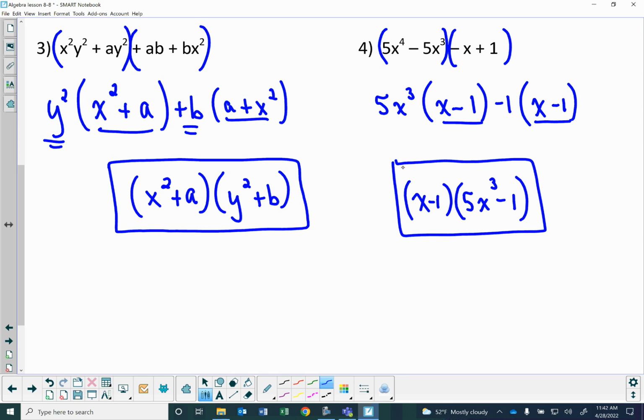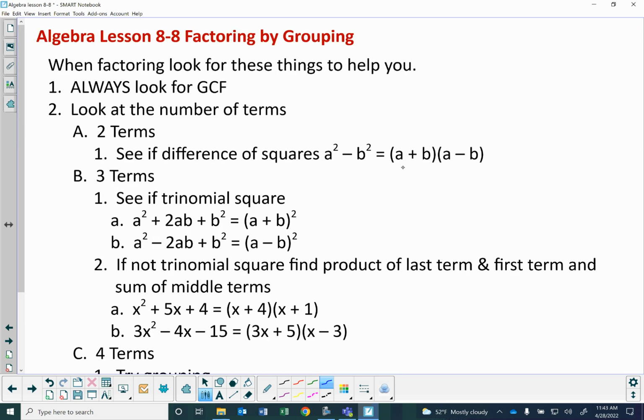Now that we've basically learned all the different types of factoring, we need to look at things and say, when do I use which one? So, when factoring, you can look for some specific things to help you determine how you should factor a polynomial. Number 1, always look for a greatest common factor. We didn't have any in our 4-termed polynomials, but we might. So always look for that greatest common factor, and if you have one, get rid of it first.